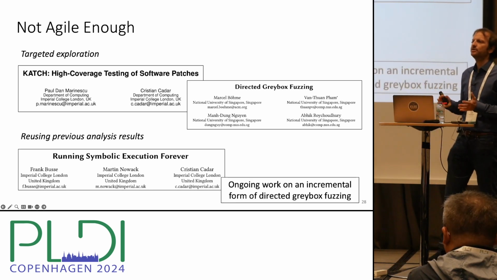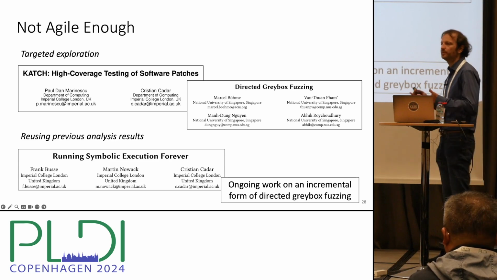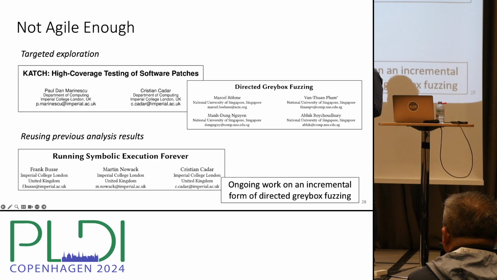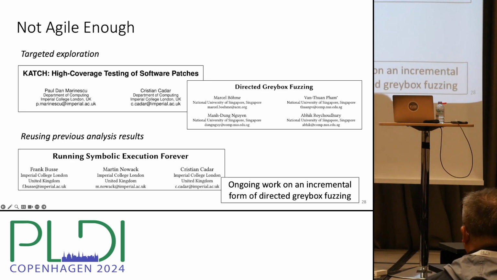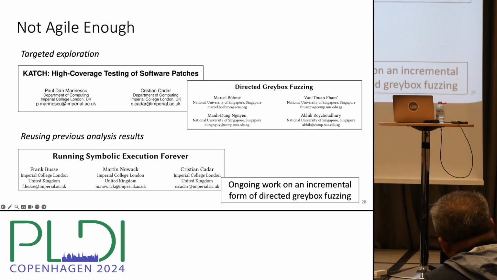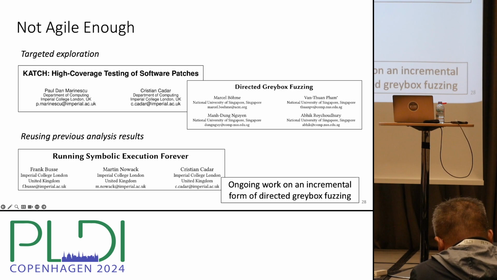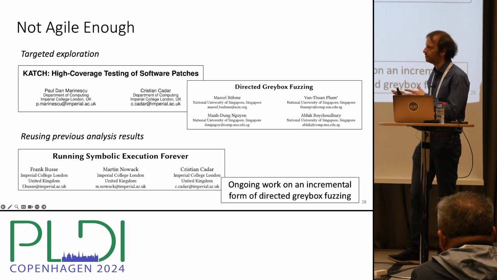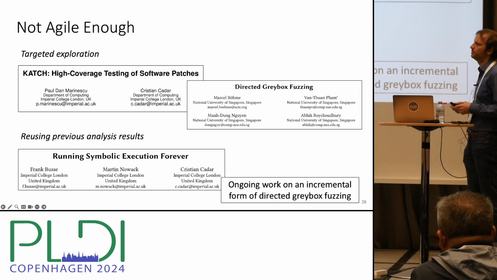The other direction that you can exploit is to reuse previous analysis results, right? And this is what running symbolic execution forever had to do. If you analyzed your system for version 1, then you can reuse the results to do a much better, much quicker exploration in version 2, right? And we're also looking to try to do something similar for greybox fuzzing.